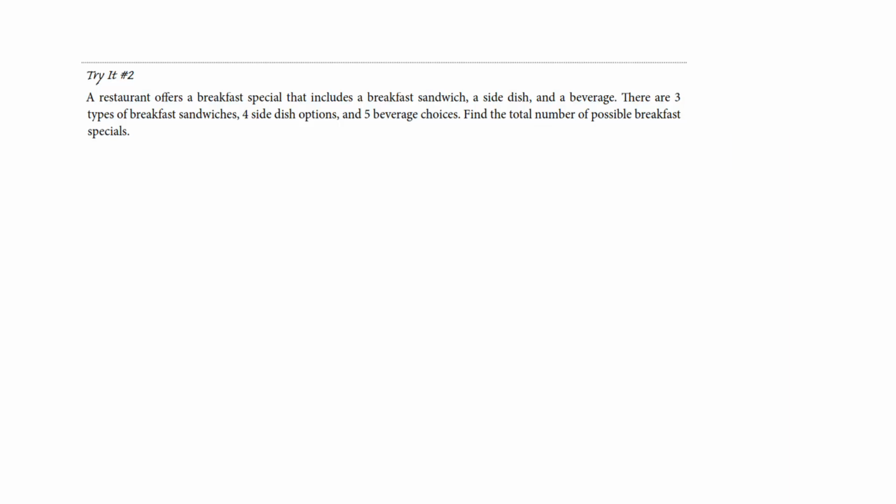So when we get to this one, we've got a restaurant here. We've got 3 types of breakfast sandwiches. We've got 4 side dishes and 5 beverage choices. So if we want to know all the different ways you could make a different breakfast, well, all we have to do is multiply these. 4 times 5 is 20, times 3. We've got 60.